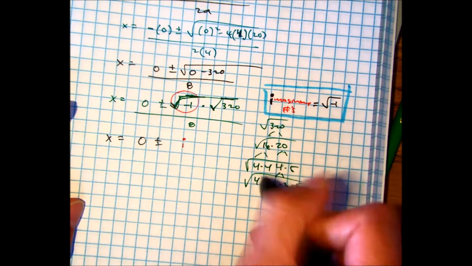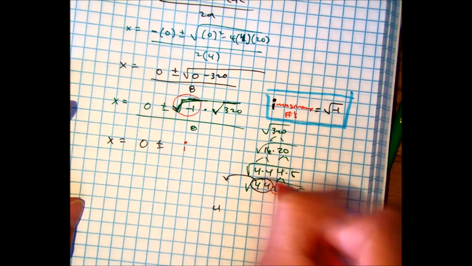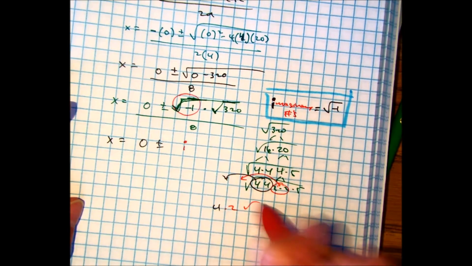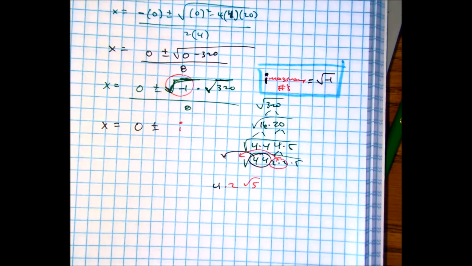And then we're just looking for pairs. Pair comes out. Pair comes out. 4 times 2 is 8 radical 5. Raise your hand if you got that.